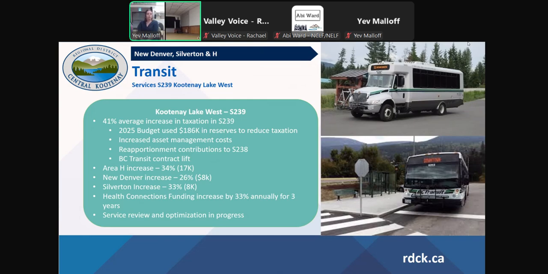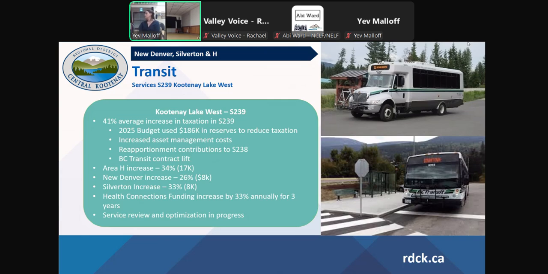So Area H is seeing a 34% increase, New Denver 26 and Silverton 33 for this service, which is smaller than the average. So it means other areas are seeing a larger increase. Health Connections funding is in the good news, increasing by 33% from IHA for 3 years. And then there's an ongoing service review and optimization in progress.